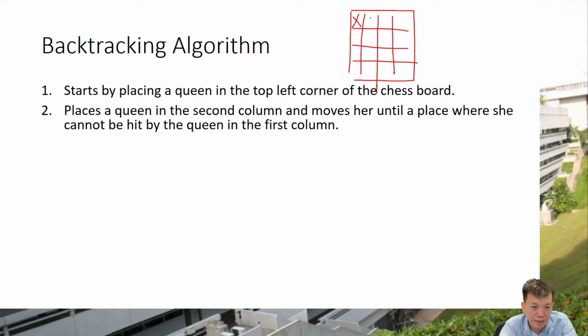Yeah, and move her until a place. So I'm trying to put it here, cannot. I put here, cannot. I can put here. Until where she cannot be hit by the queen in the first column. The first one can hit this one and this one and this one. So the first 2 positions I cannot choose. I can only choose the third position.